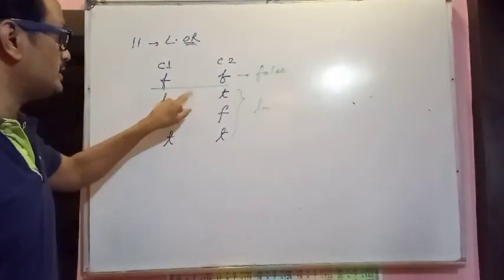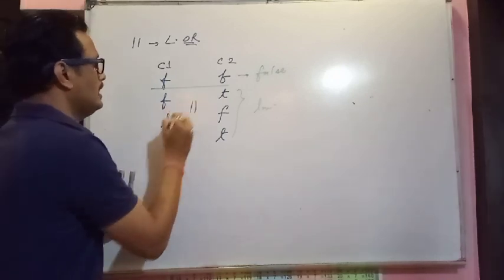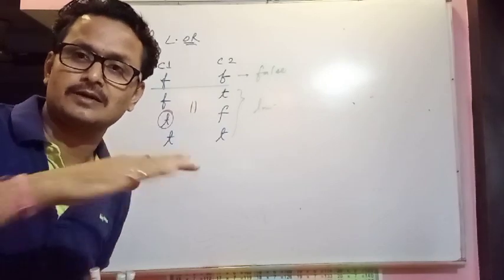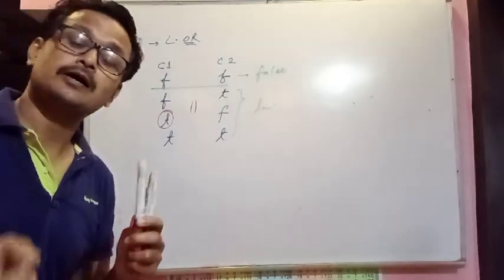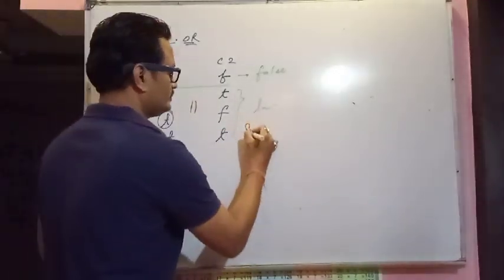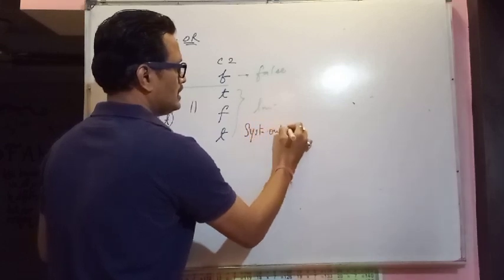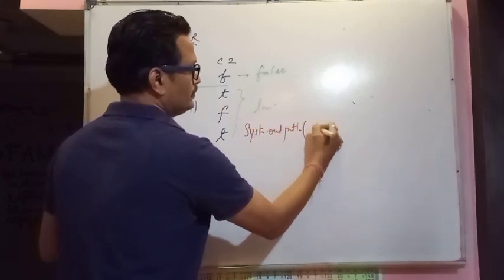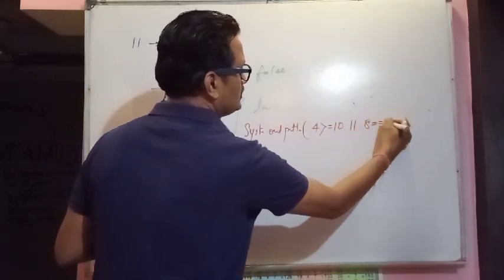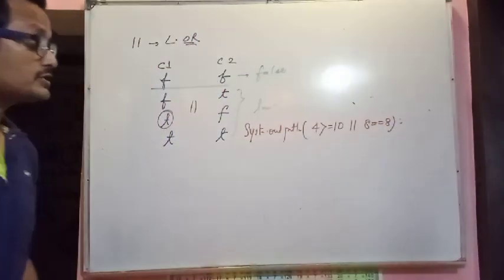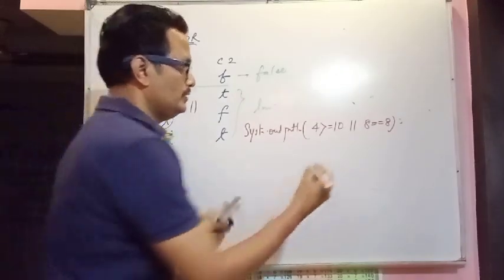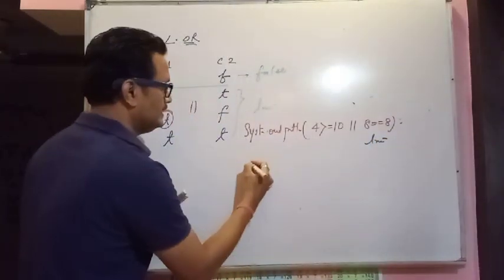True means what? If you are going to use logical OR and the first condition is true, it will not check another condition. Directly what will it say? True. If the first is false, then only it will check another one. For example, System.out.println, here is 4 greater than equal to 10 or 8 is equal to 8. Now the first condition is what? False. It will check another one. The second condition is true. Your answer will be what? True.